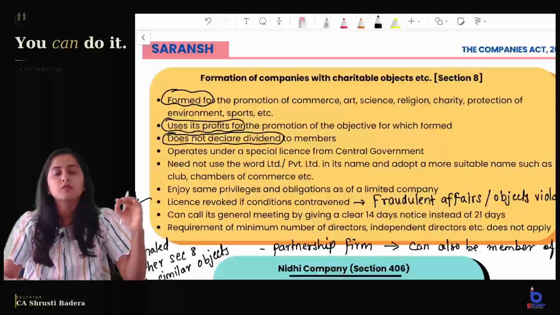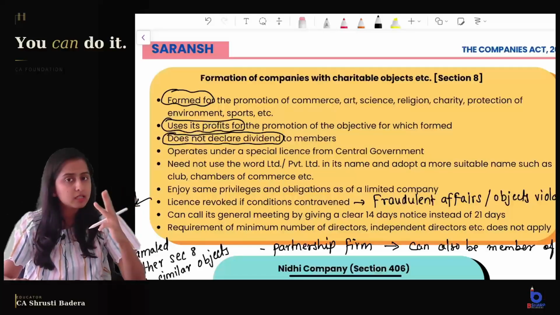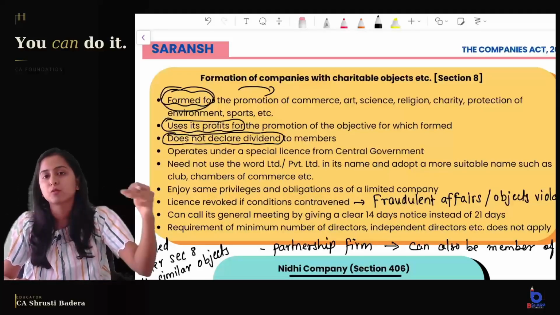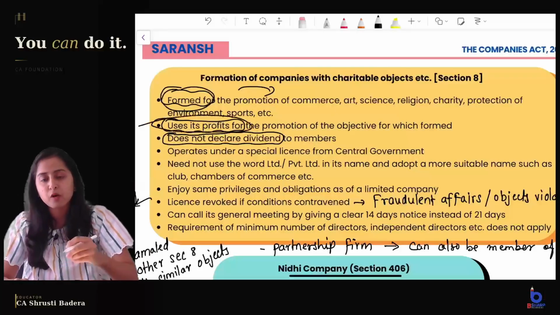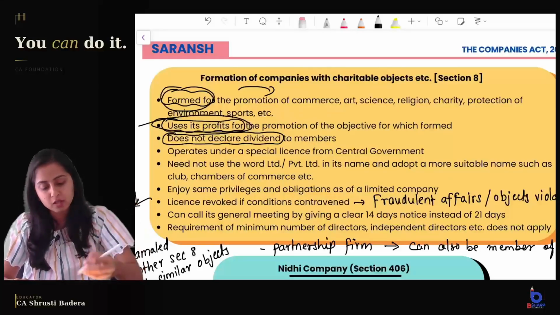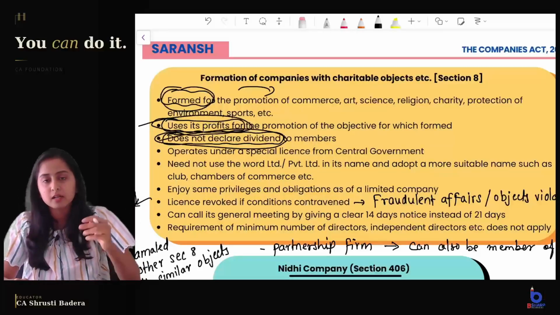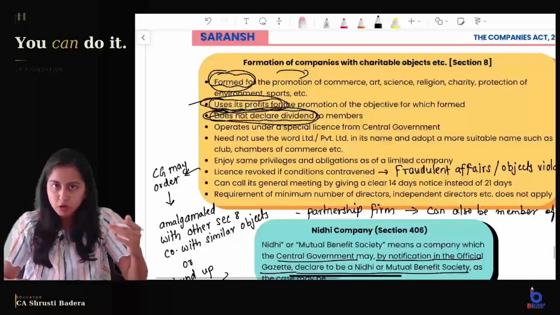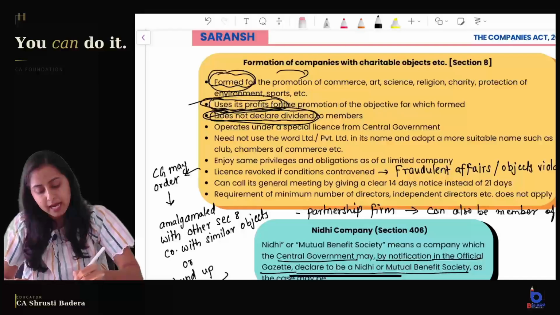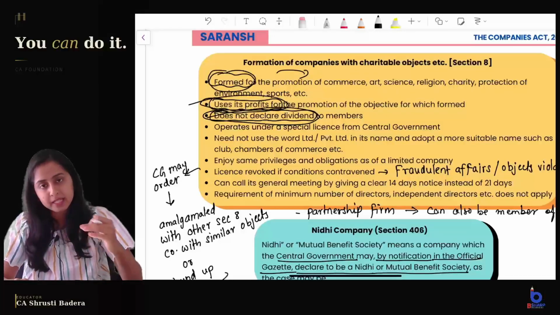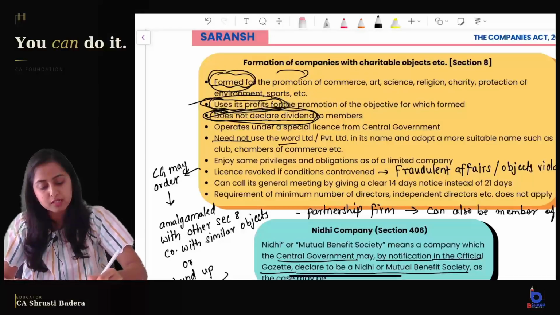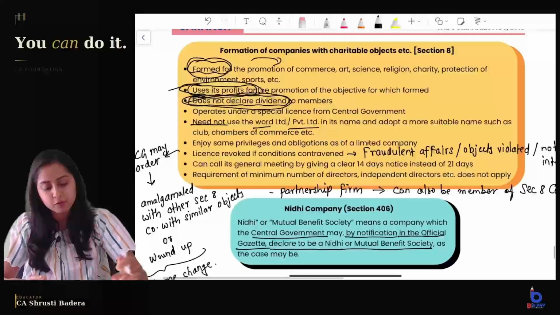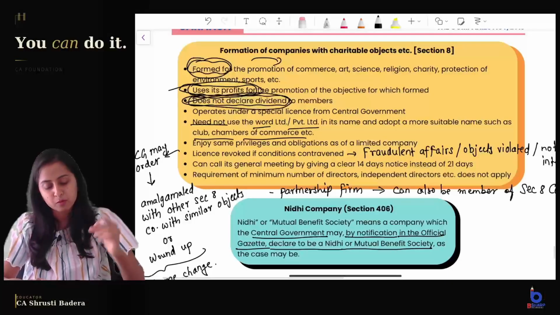Formation of company for charitable purpose, section 8. 3 conditions. Formed for promotion of commerce, art, science, sports, etc. Uses its profit for the promotion of the object of the company and does not declare dividend to its members. It has to obtain a special license from the government. And if you obtain such license, then you need not use the words limited, private limited in your name, and you can adopt a more suitable name for your promotion of object.